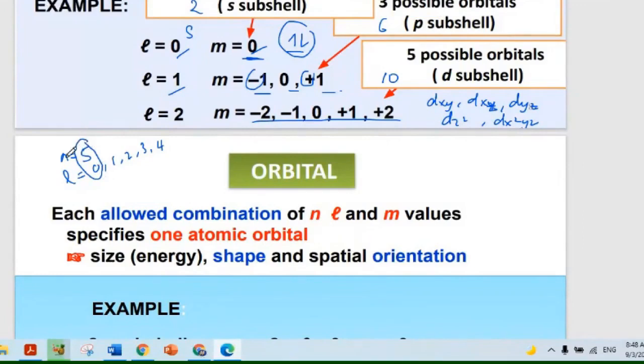Okay. When n equal to 5, L equal to 0, what is the subshell? 5S. Very good. How about this one? When n equal to 5, L equal to 3. 5F. S, P, D, F. Very good. 5F. Okay, call one of your friends' name.